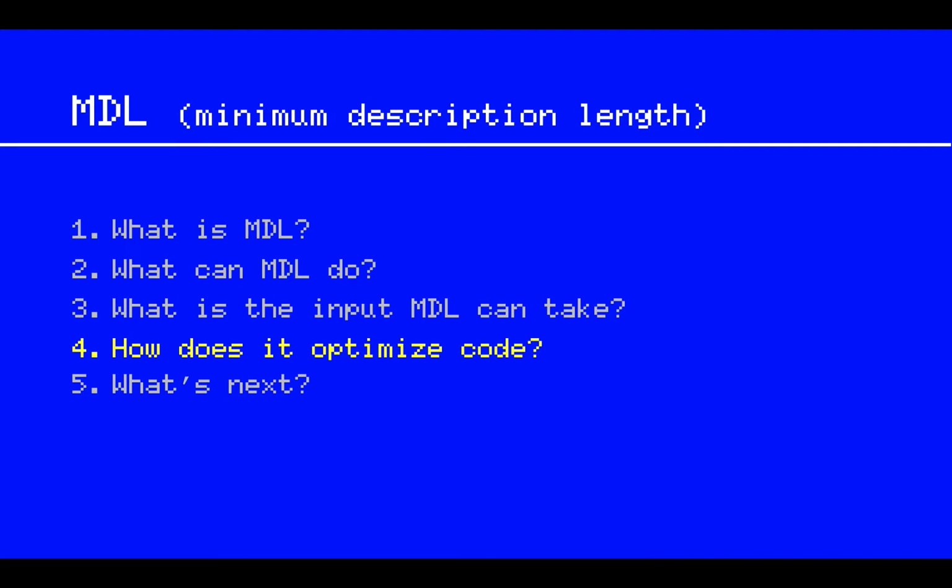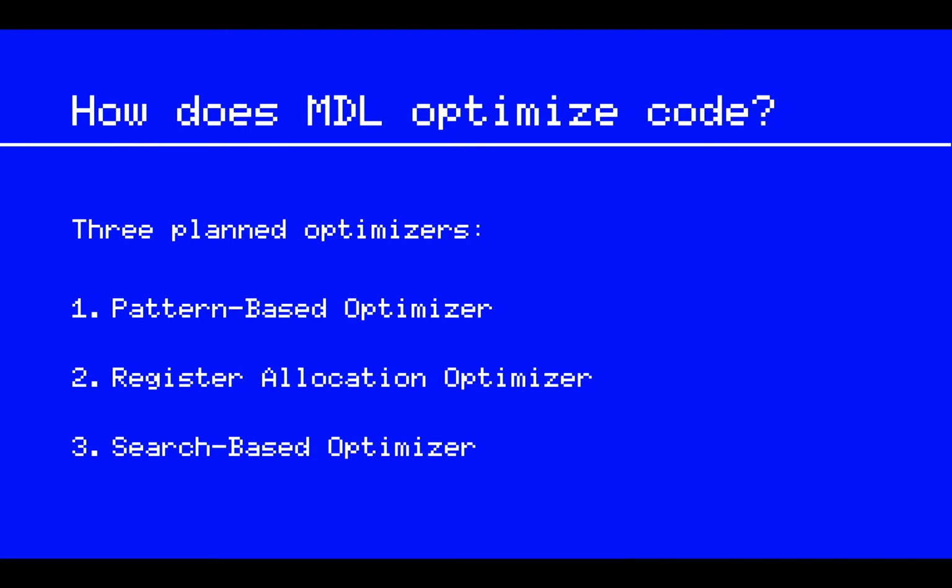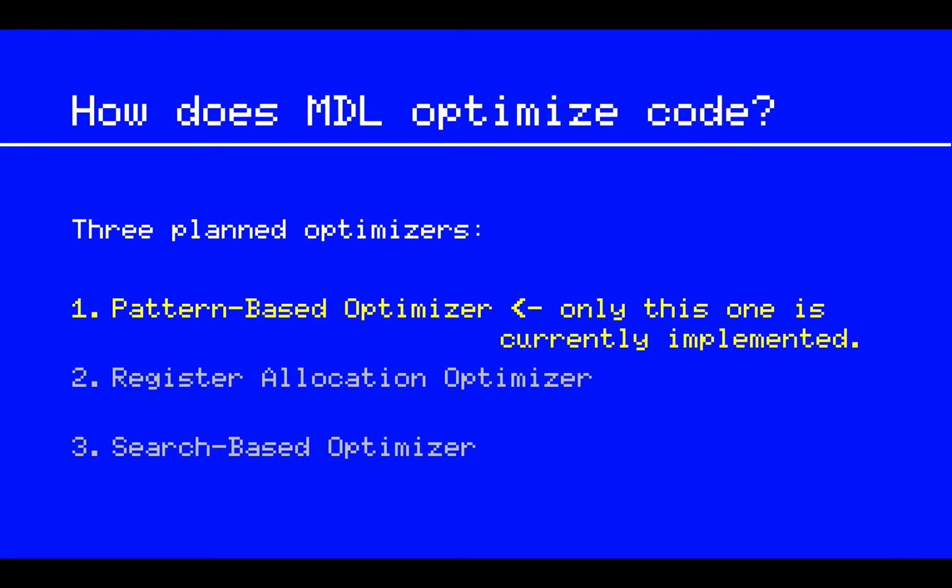How does MDL actually optimize code? As I said also in previous videos, MDL is in its early stages, so I have only been working on it for a few weeks, I think 2 months right now. In my plan, I want to have 3 different optimizers inside of MDL: a pattern-based optimizer, a register allocation optimizer, and then a full-fledged search-based optimizer. But in the current version, only the first one is implemented, the pattern-based optimizer, which is a very, very simple optimizer, and the one I'm going to talk to you about today. It is quite simple, but it is already interesting enough. It already generates quite a lot of optimizations.